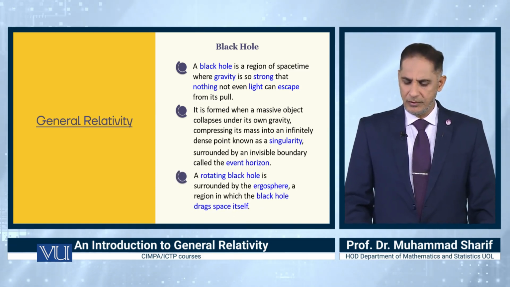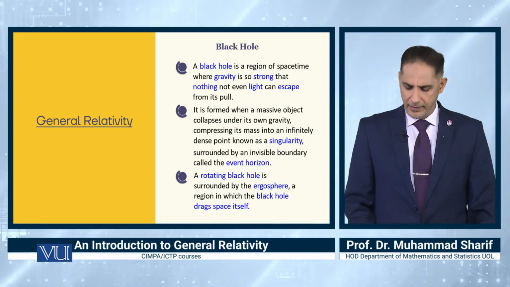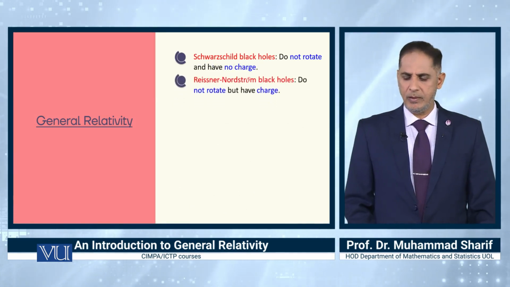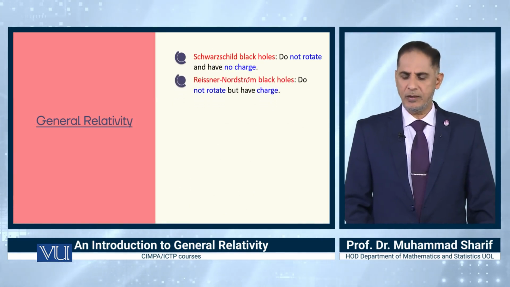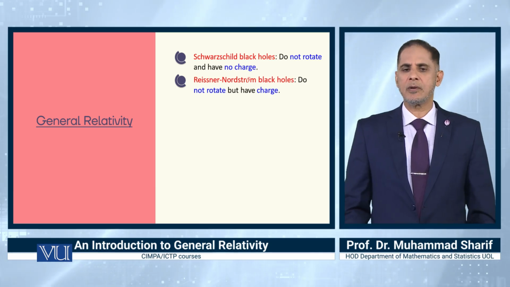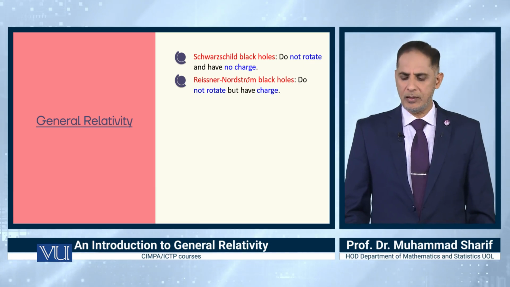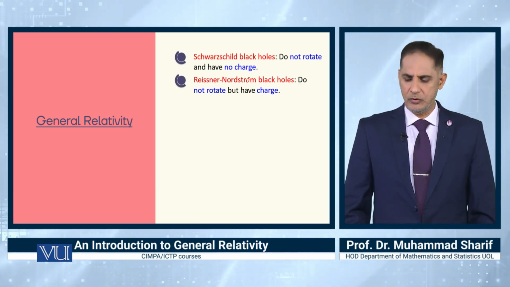A rotating black hole is surrounded by the ergosphere, a region in which the black hole drags space itself. Now, let us discuss the types of black holes. Schwarzschild black holes, which we have discussed, the Schwarzschild solution. In fact, this describes the Schwarzschild black hole. They don't have rotation and don't have charge.